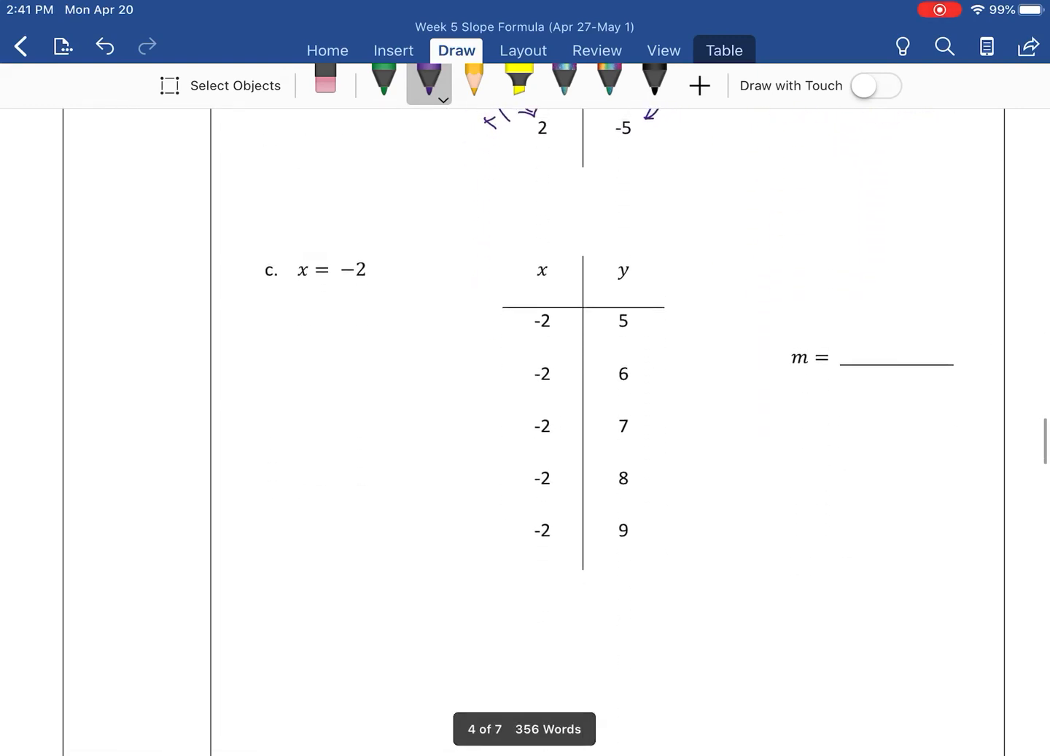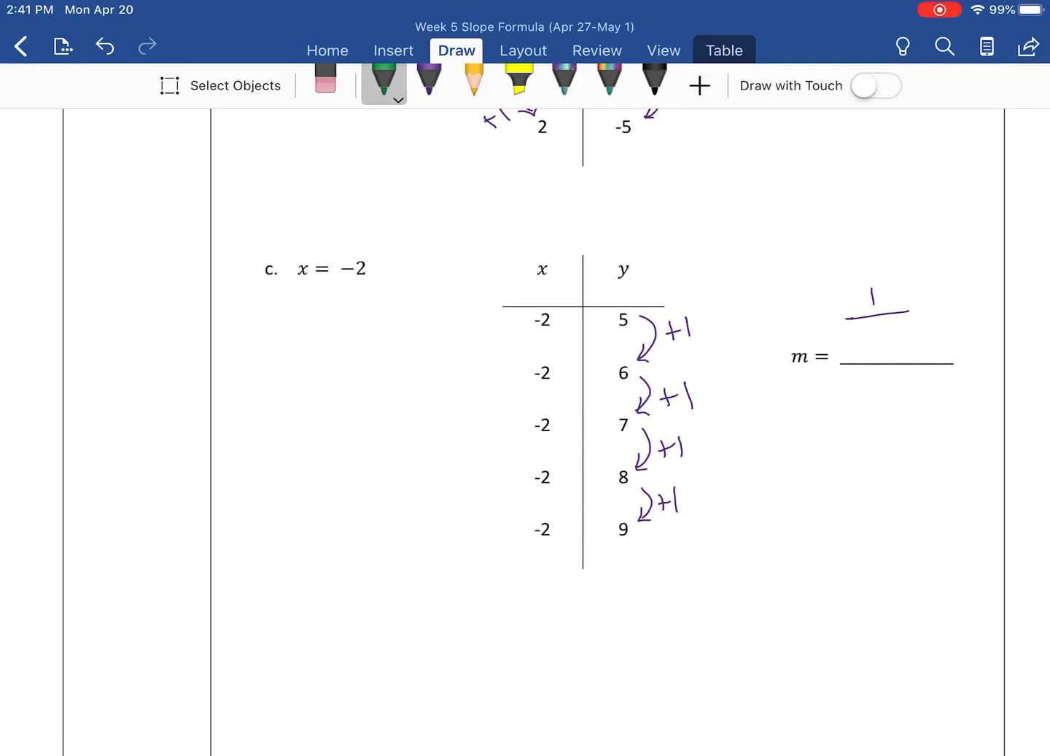For letter C, when x equals -2, well, notice how our y values change. So to get from 5 to 6, we'd add 1. 6 to 7, we'd add 1. So that's our change in y, is just adding 1. And our change in x, well, to get from -2 to -2, we're just adding 0. So this is a special case where our change in x is 0. Well, we have our slope is 1 divided by 0, but we can't divide by 0. So for this problem, our slope would be undefined.